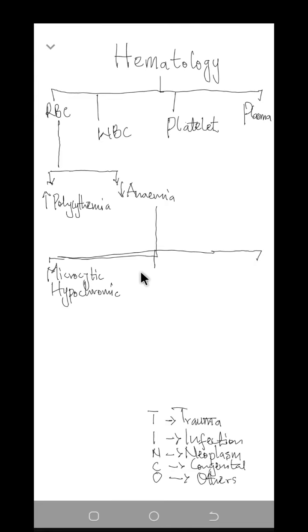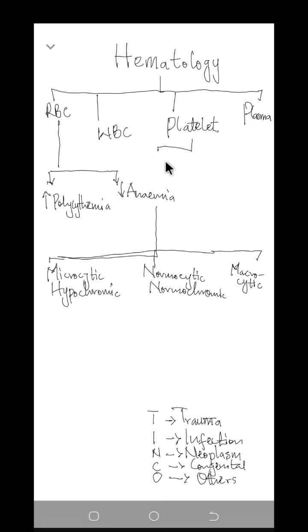Hypochromic. So micro means small, hypochromic, chromic there is talking about the color. So the color is not as it should be. And then next it can be normocytic, normochromic. So normal color, a normal cell, but there is anemia. You can see this in hemorrhage, hemolysis, when the blood cells are being broken down. And lastly, we have macrocytic. It can be big.